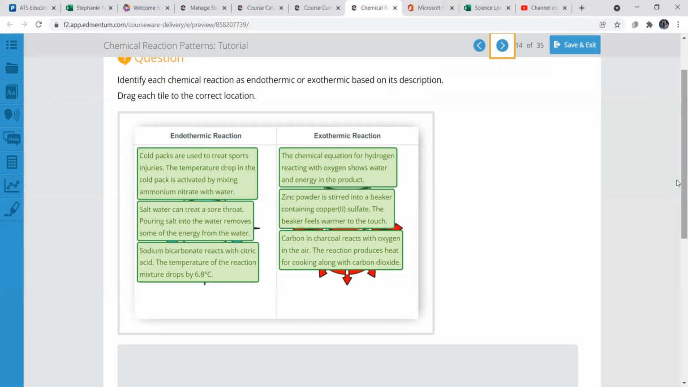Okay, now let's go over exothermic reactions. The next one is the chemical equation for hydrogen reacting with oxygen, which shows water and energy in the product. And then zinc powder stirred into a beaker containing copper sulfate, and the beaker feels warmer to the touch. Pretty interesting. Last one: carbon in charcoal reacts with the oxygen in the air, and the reaction produces heat for cooking. So that's why your charcoal grill produces heat. The carbon reacts with the oxygen in the air, and then it heats up the grill, and you can cook with it.